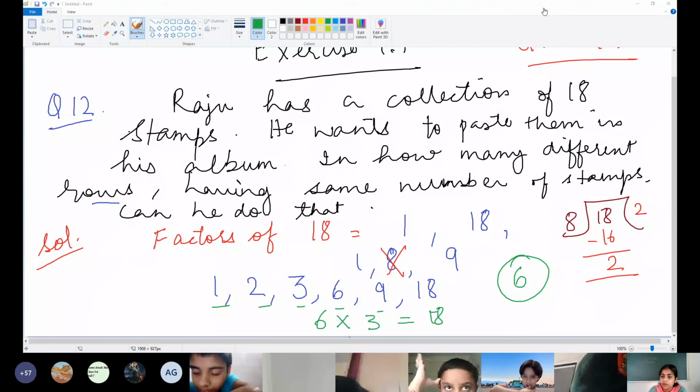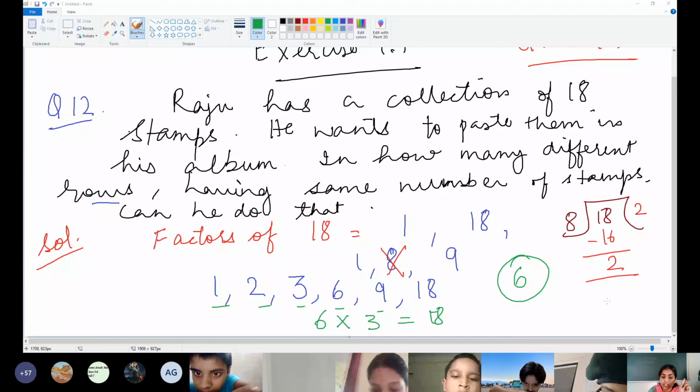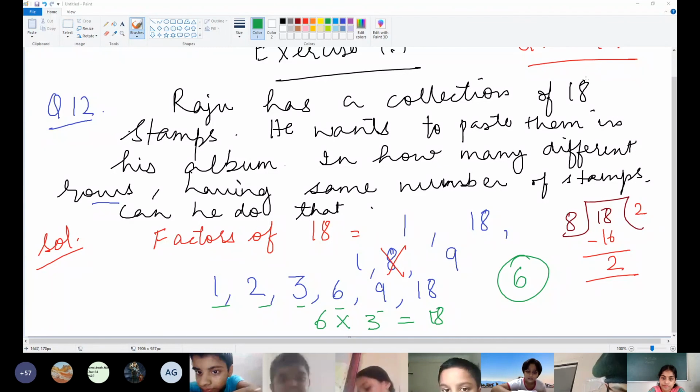Now the question asks that Raju has to paste equal stamps in each row. How many stamps does Raju have? 18. So children, you have to find out equal stamps he has to paste in each row. Remember, what do we do? Divide. Or you can see simply in the table of 6, how many times 18 comes.